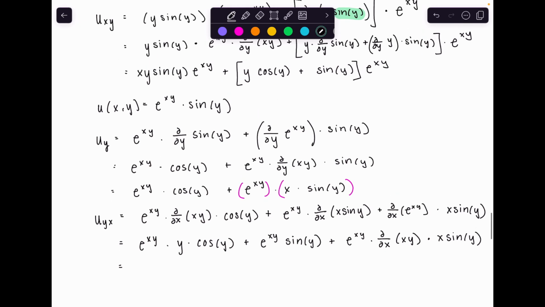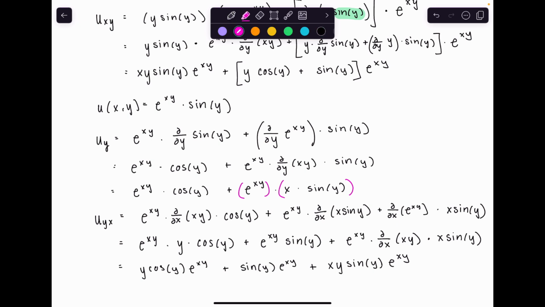So again, I'm hoping this is the same thing as up here. So far it is looking pretty good, but just to kind of rearrange things and show you, this is y, cosine of y, e to the xy. Put the sine of y in front, e to the xy. And then here, this last derivative is y. So we have y times x times sine of y. So that is x, y, sine of y, e to the xy.